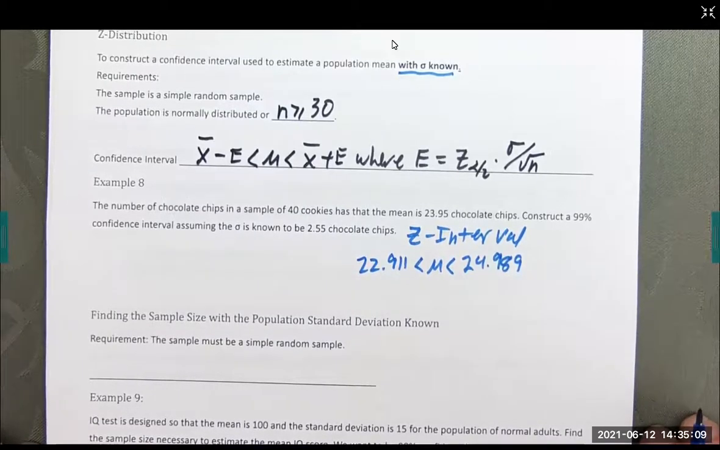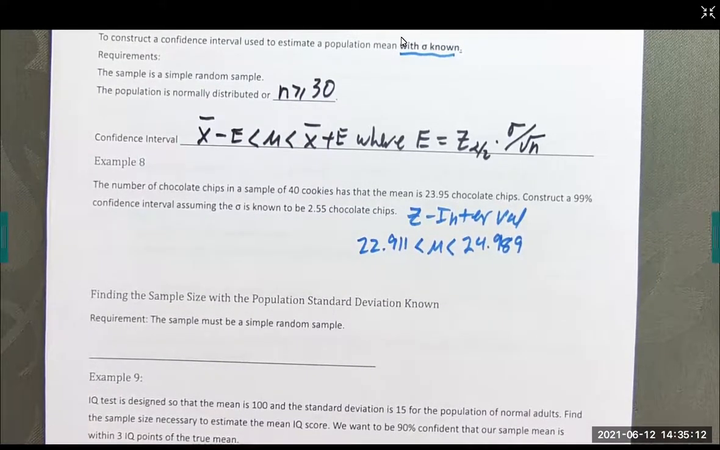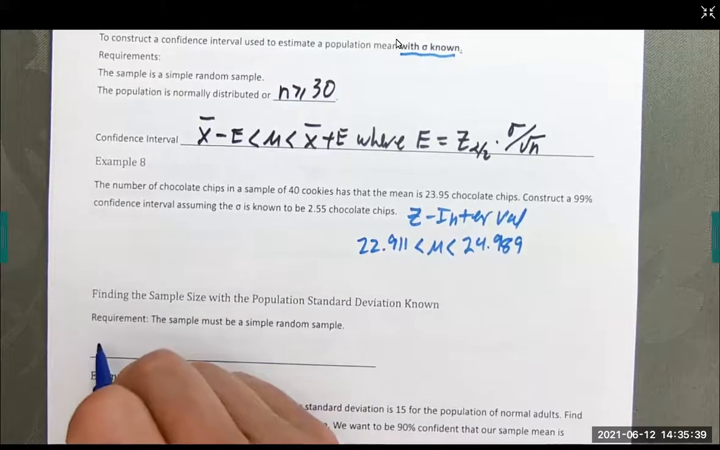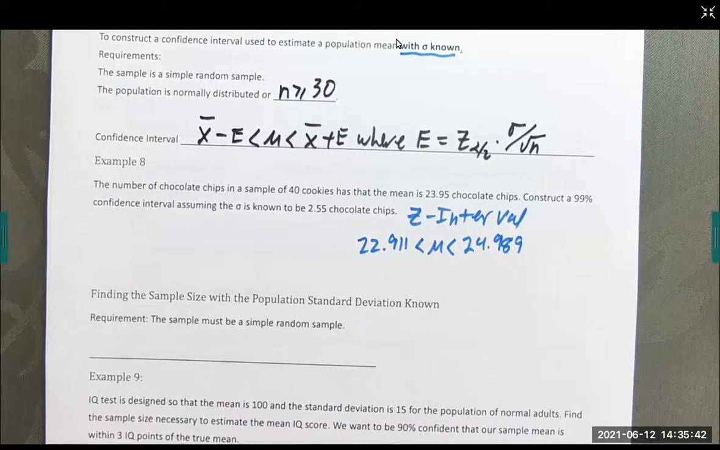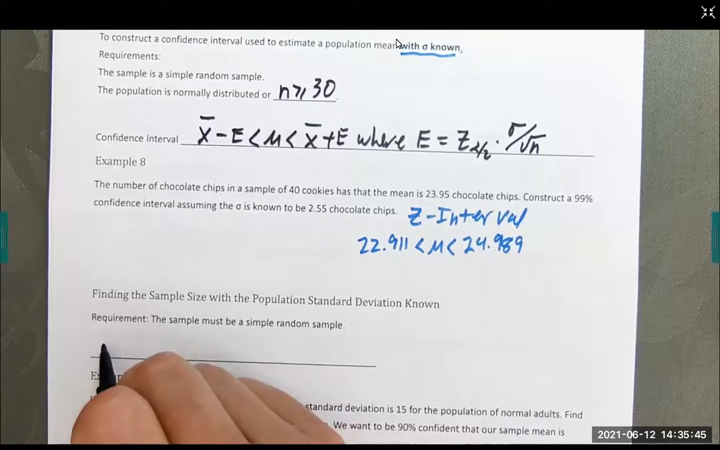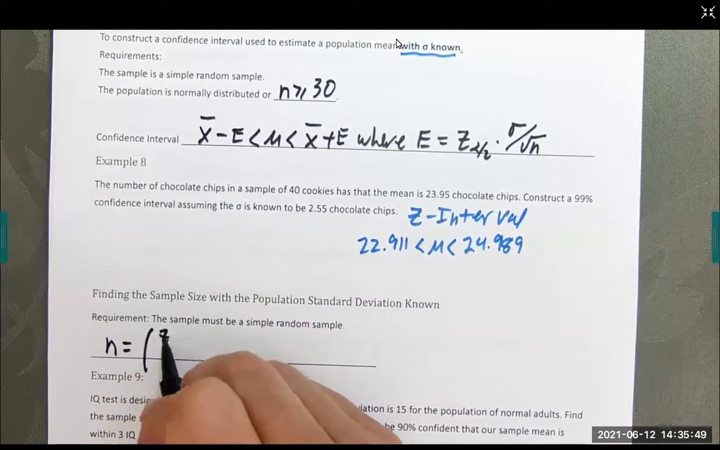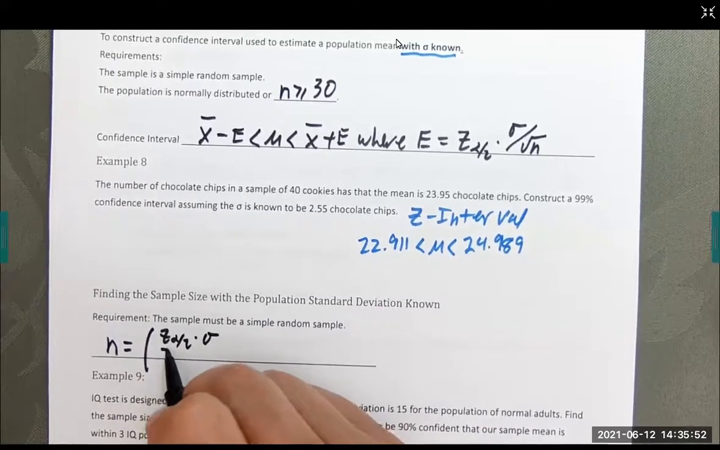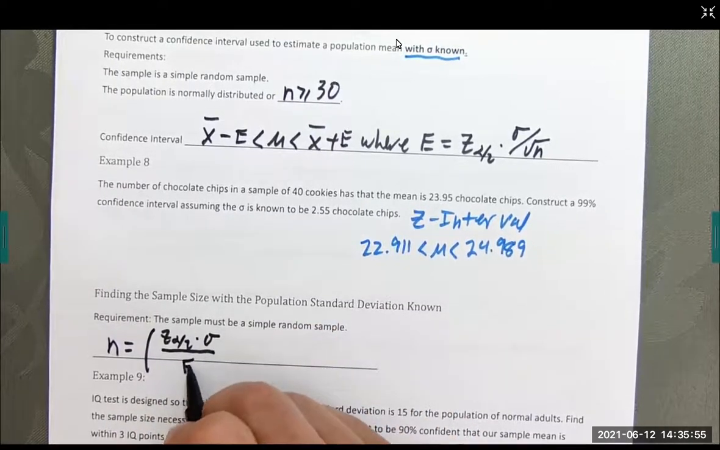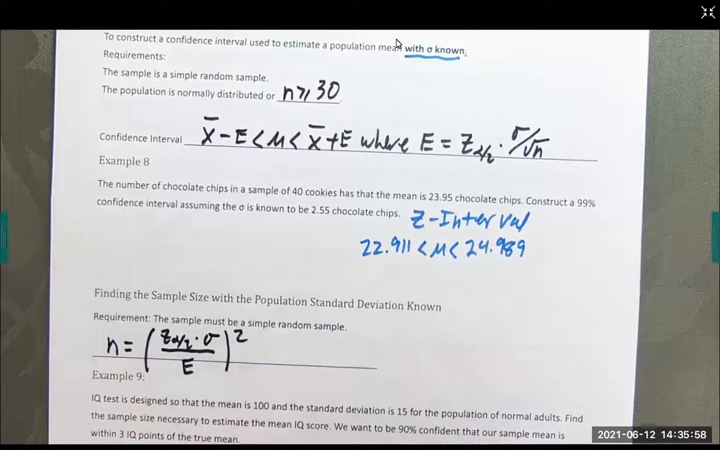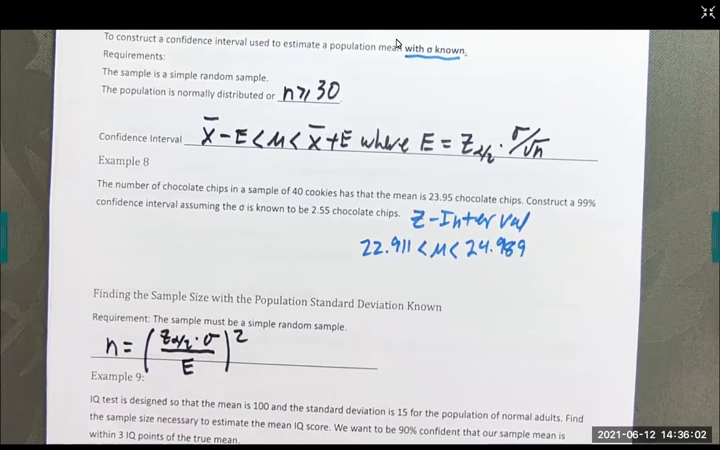Now we're going to be finding the sample size. All right. We have a formula. Let me switch color. N equals Z sub alpha over 2 times sigma over E, and all of that is squared. And again, this is the minimum sample size that we can have to guarantee a certain level.